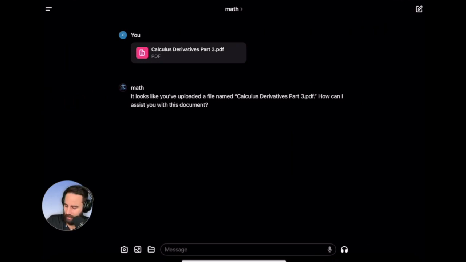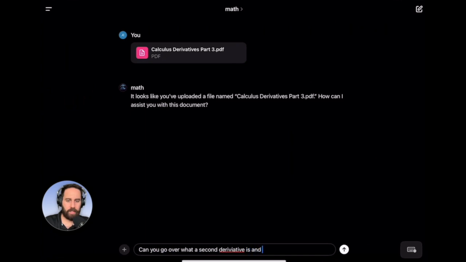So let's start here, and first we have to take a second derivative. What is a second derivative? I'm using the Math GPT, so let's see how good it does. Can you go over what a second derivative is and how to find it?